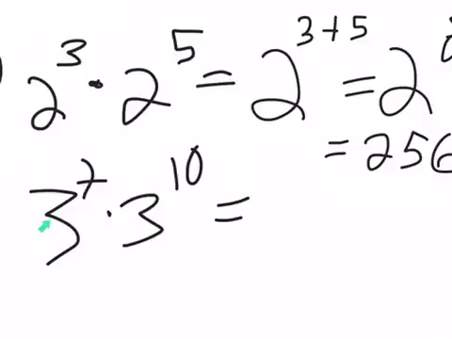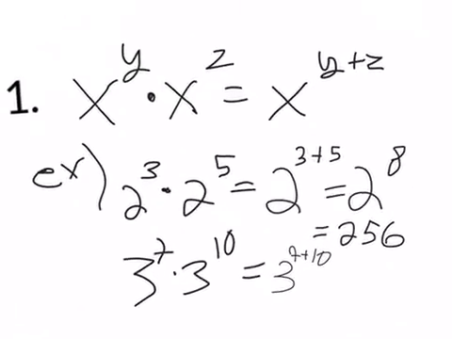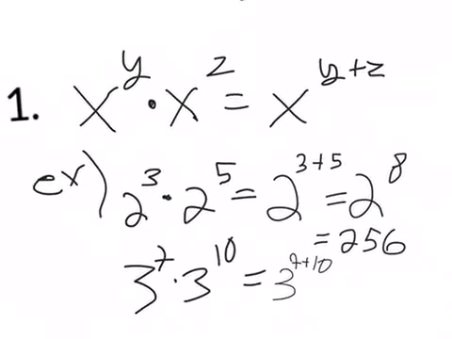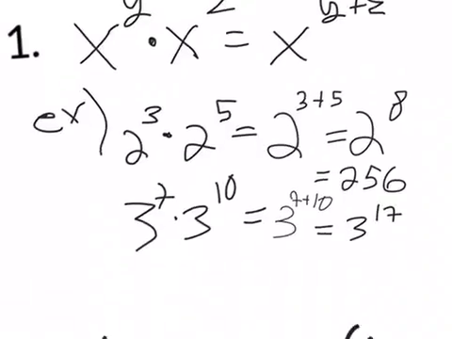Now let's do the exact same thing with 3 to the 7th power multiplied by 3 to the 10th power. This would be 3, because it has to be the same base, to the power of 7 plus 10, because it follows this rule: you have the same base, and you add the exponents. That's 7 plus 10, which is equal to 3 to the 17th. And now let's get into another rule.